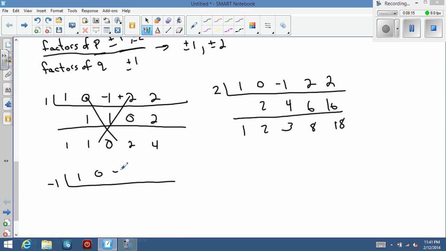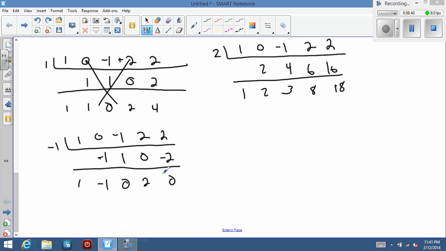1, 0, negative 1, 2, and 2. Bring down the 1. I get negative 1. Negative 1 times 1. Add here, I get negative 1. Multiply here, I get positive 1. Add, I get 0. Add, 2 times negative 1 is negative 2. Add, I get 0. So this is a 0.